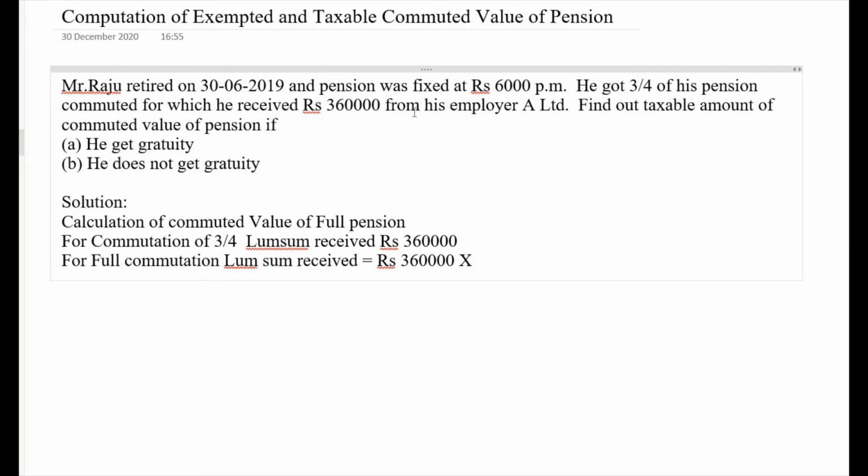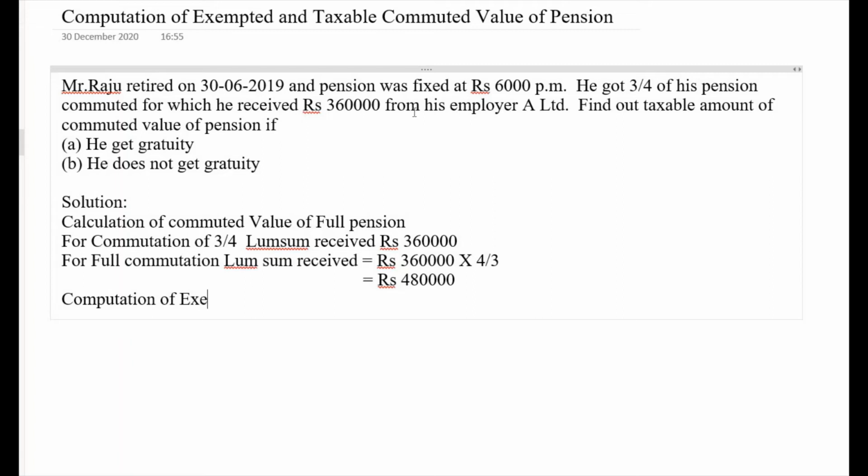into 4/3, that's equal to 4,80,000. So rupees 4,80,000 here. So now let us go for computation here.